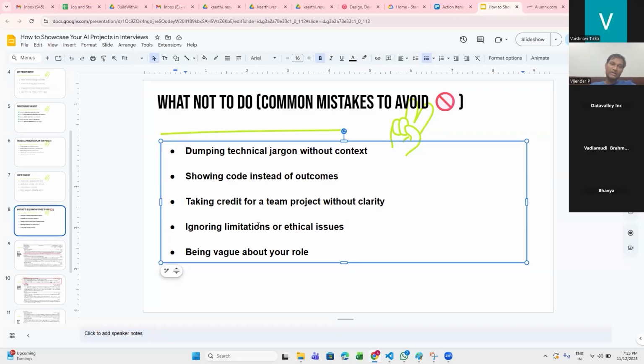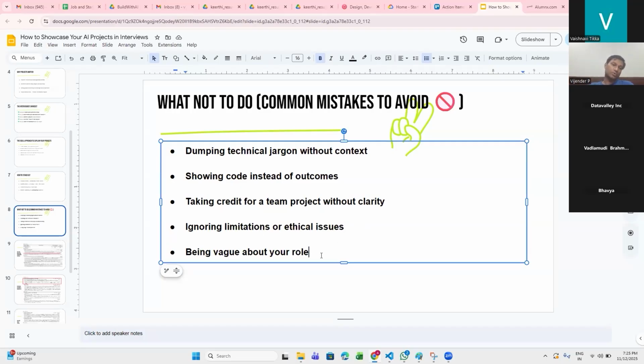Next, ignoring limitations or ethical issues. Sometimes people working in a company share that company code. It's ethically wrong. You cannot share your company code because it is confidential. So you must show some similar kind of project, if you have one, or dummy data. That's important.